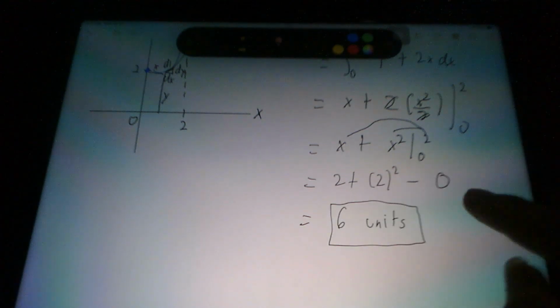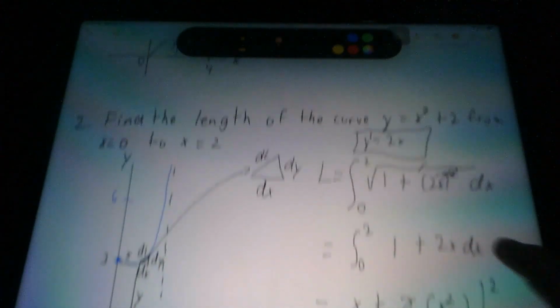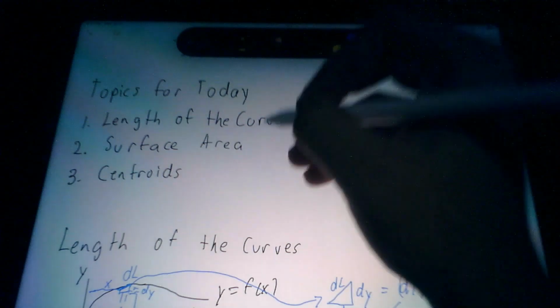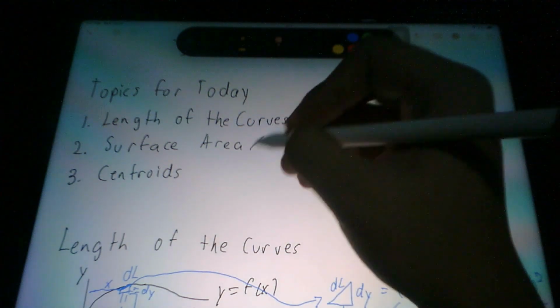So this is our answer for problem number 2 under length of the curves. Now we are going to discuss surface area. So let's put here surface area.